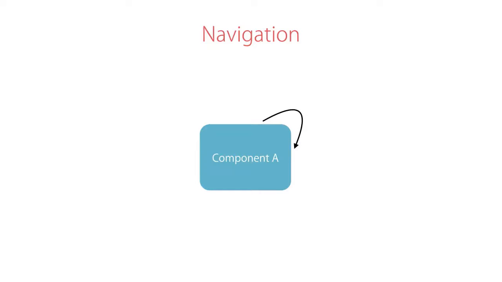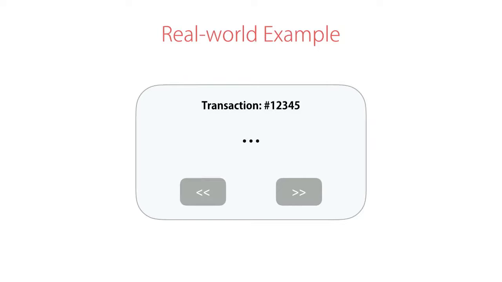Now let's take a look at a different scenario. So imagine we have a link or a button on component A that allows the user to navigate away from this page, but also get to the same page. What is a real-world example of this? Well, imagine you're building a banking application where the user can see all their transactions and the details of each transaction. On the transaction detail page, we have two buttons, previous and next. When the user clicks on either of these buttons, they go to the previous or the next transaction, and technically they are on the same page.